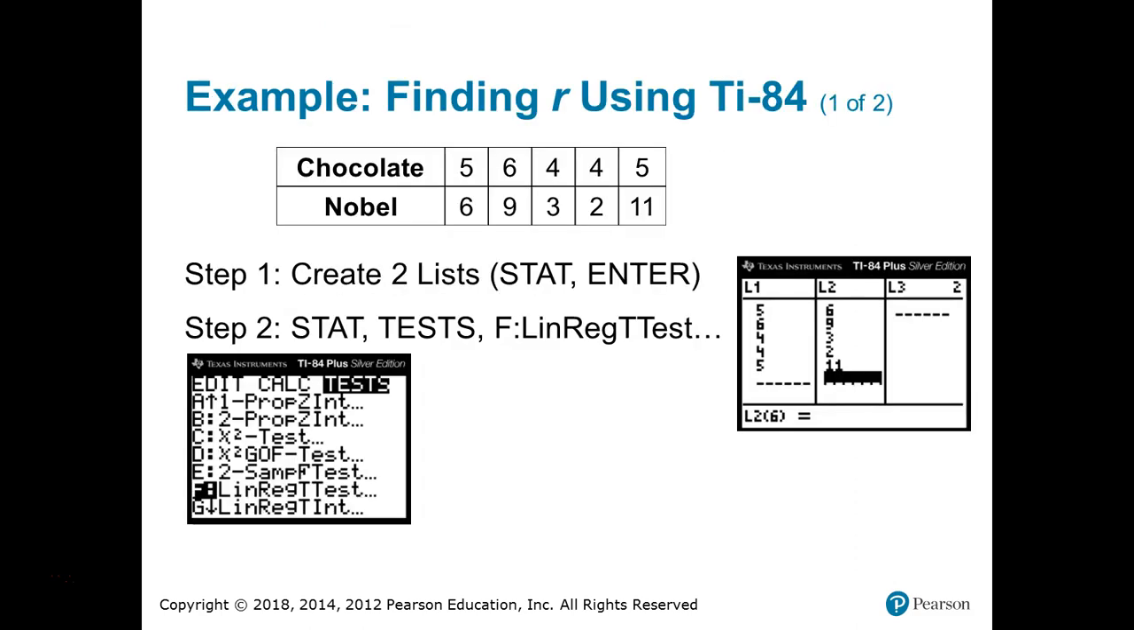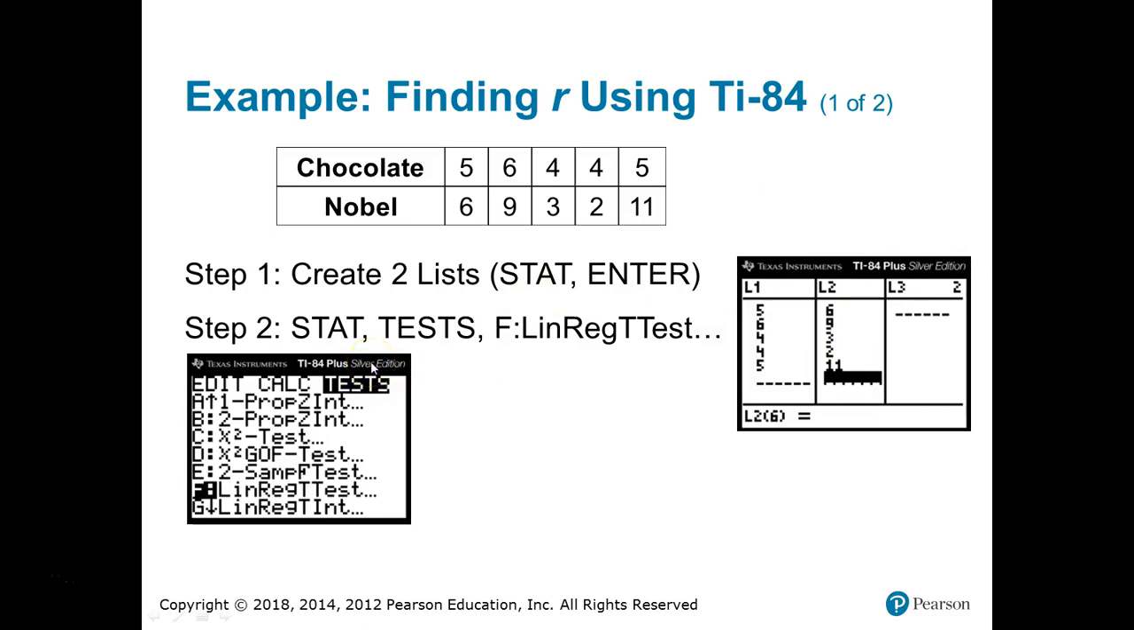All right, I'm going to show you how to do this on your TI-84. So first you have to create 2 lists. Hit STAT, Enter, then create your L1 and L2 lists, like I did over here. Exit out of that, hit 2nd Quit, or you can just go straight to step 2.